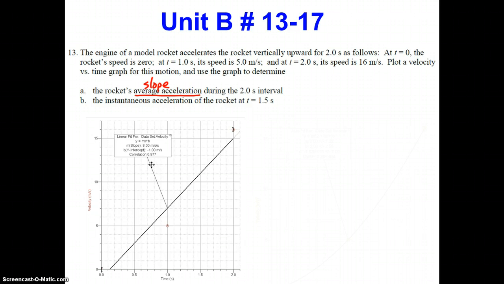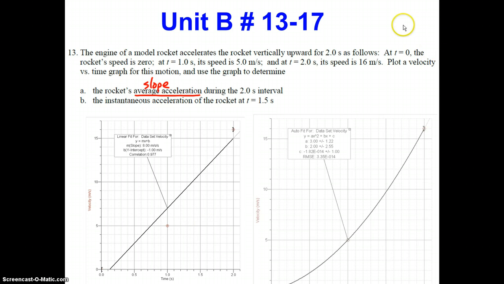The second one asks us for the instantaneous acceleration of the rocket at time equals 1.5 seconds. And to do the instantaneous acceleration, just like in the previous graph, we would do the slope of a tangent. So one thing we want to point out here is that whenever you're asked for the average quantity from a graph, you're typically going to do the slope of a best fit straight line. And when you're asked for an instantaneous quantity, you're going to do the slope of a tangent.